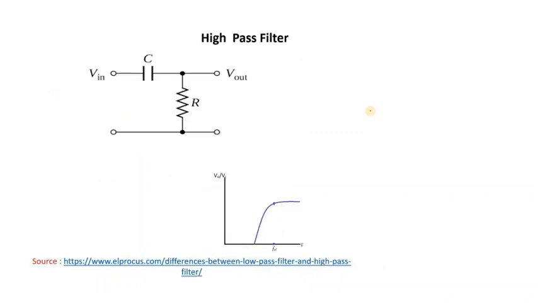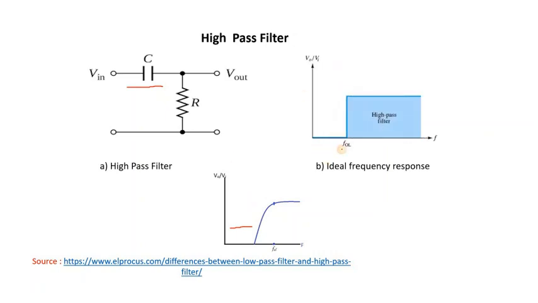Now next is your high pass filter. So this is your high pass filter. Here your capacitances and resistances are interchanged. So at low frequencies, this capacitor will block everything, so your signal is heavily attenuated. This is your stop band. This is called the lower cutoff frequency. And at high frequencies, it allows everything to pass through it. So this is your high pass filter.